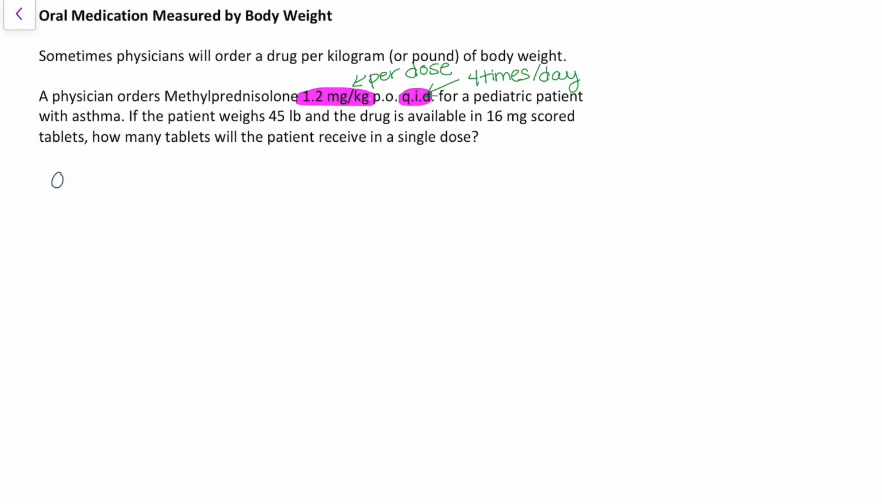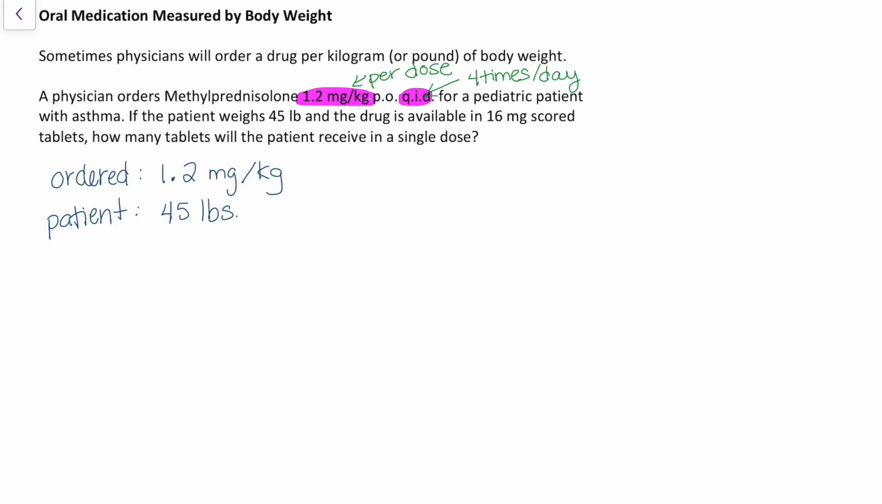So let's break this down. The doctor has ordered 1.2 milligrams per kilogram for this patient. The patient is 45 pounds. So our first thing we need to do is figure out, well, how many milligrams does this patient need to take per dose? Before I can worry about how many tablets that is, I need to first worry about, well, if it's 1.2 milligrams per kilogram, how much is this patient going to get each dose?